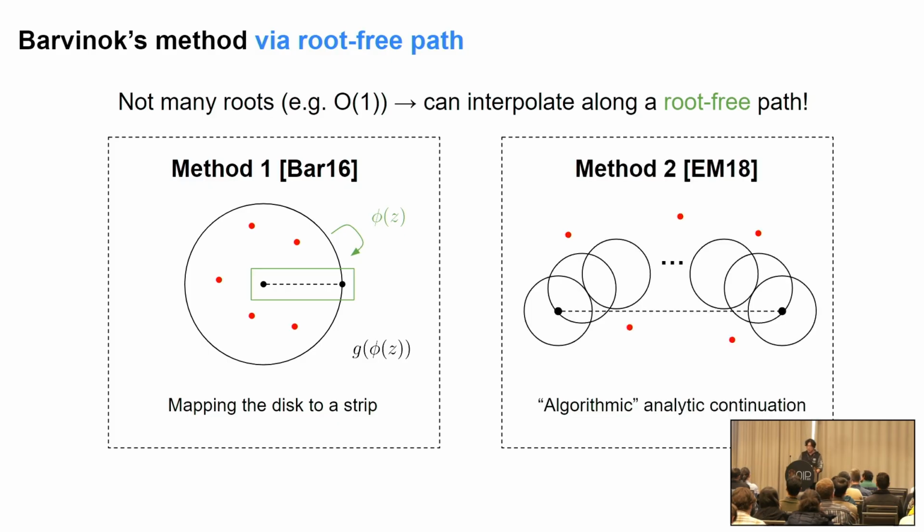And the second method is by Eldar and Mehraban in 2018, where instead of focusing on the big disk, we Taylor expand along a series of smaller disks. This was termed the algorithm of analytic continuation. If there are not many roots, then likely we can find a root-free path using smaller and smaller circles. While both methods introduce some overhead, they don't change the quasi-polynomial time nature of our algorithm.